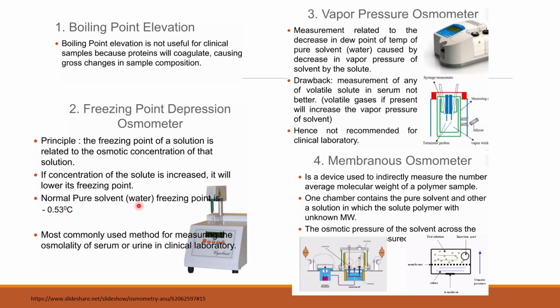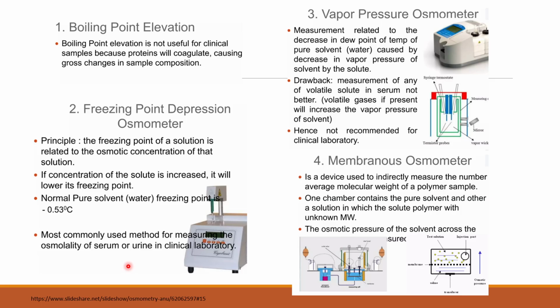The normal pure water freezing point is minus 0.53 centigrade. At minus 0.53, the normal pure water will freeze. But when you add solutes to it, depending on the amount of solute and the types of solute, depending on the population of solutes, the freezing point will change. So this instrument uses this difference in the freezing point to calculate the osmolality of that solution.